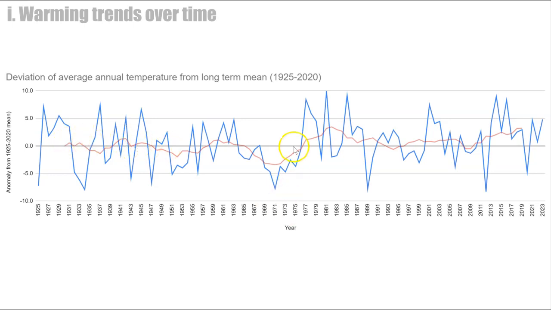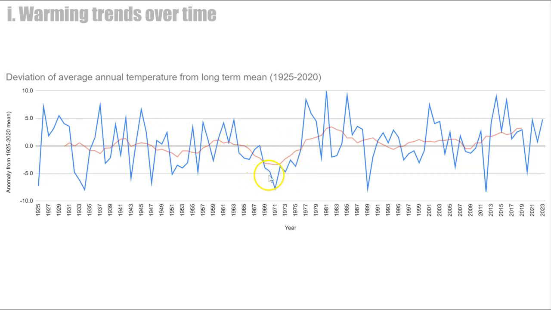And you can see that up until around the 1970s, the trend line here, this is a moving average trend line, shows that the temperatures dip up and below that long-term mean. Sometimes they're slightly warmer, sometimes slightly colder. That longer-term moving average is just slightly above and below the long-term mean.